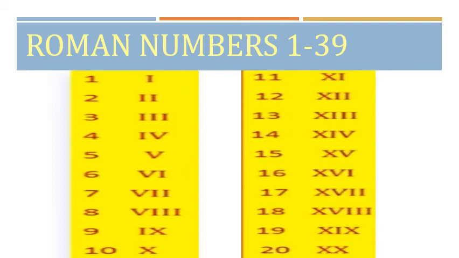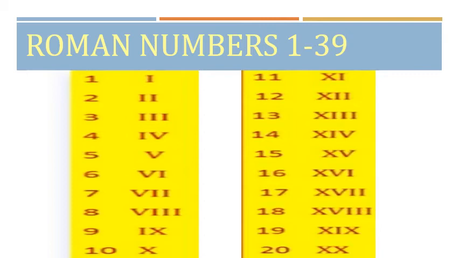For 15, 10 and 5. For 16, 10 plus 6. 6 is V and I and 10 is X. So we get X, V, I. 17, X is 10, V is 5, I is 1. So we get 10 plus 5 plus 1 plus 1 gives us 17.